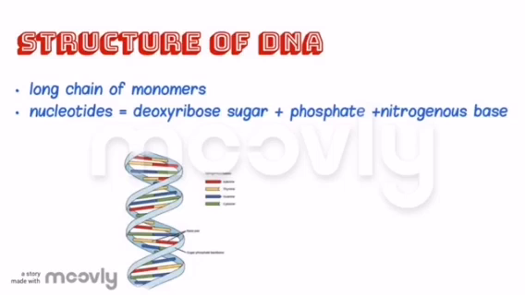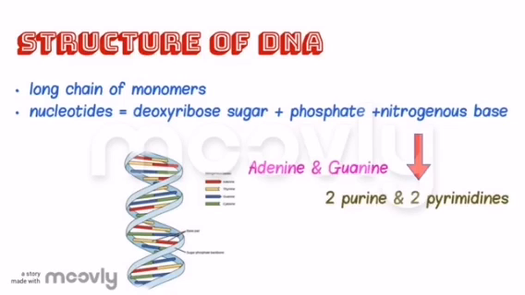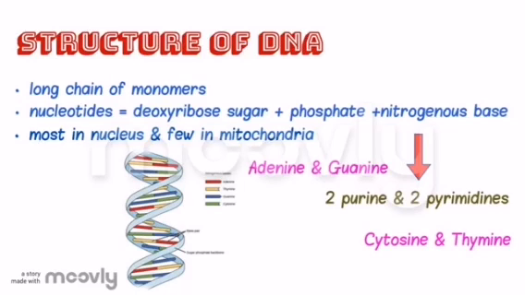It is made of nucleotides, each consisting of a deoxyribose sugar molecule to which is attached a phosphate group, and one of four nitrogenous bases: two purines, adenine and guanine, and two pyrimidines, cytosine and thymine. Most of the DNA is present in the nucleus of the cell, and some is found in the mitochondria.